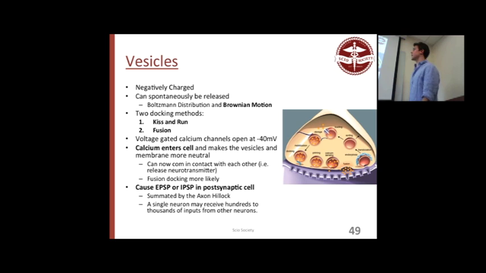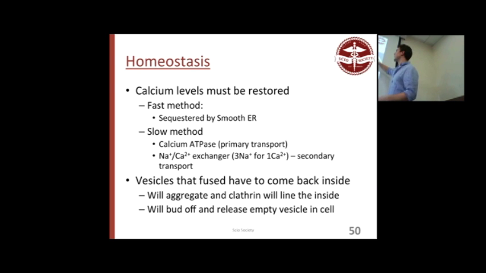All right, synapses. Billy kind of already touched on this. So we know there are two ways that vesicles can dock: kiss and run, and fusion. I'll let you guys read over that. But the important thing is, what's the membrane potential that's going to open calcium gated channels? -40. Yeah. So at -40, calcium will open. It's going to come in. It's going to make everything in here more neutral. So now the vesicles can actually bind to the membrane, and it'll cause an EPSP or IPSP depending on what it releases. We'll get to those.